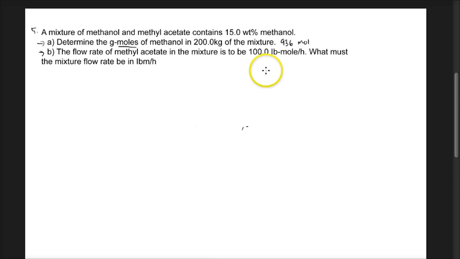At first we need to determine the mass, because we need to convert mole to mass. We are lucky here because this is pound mole and the mass is in pound lbm. So to get mass from mole, mass is equal to mole times the molar mass of methyl acetate.